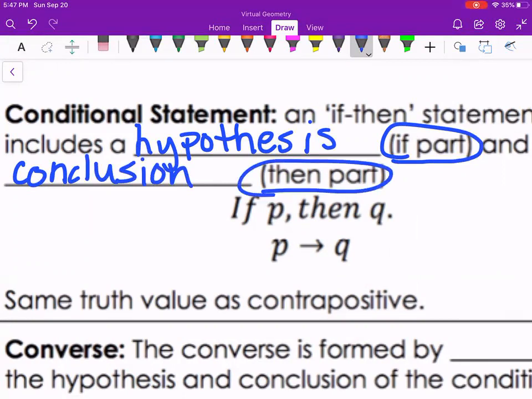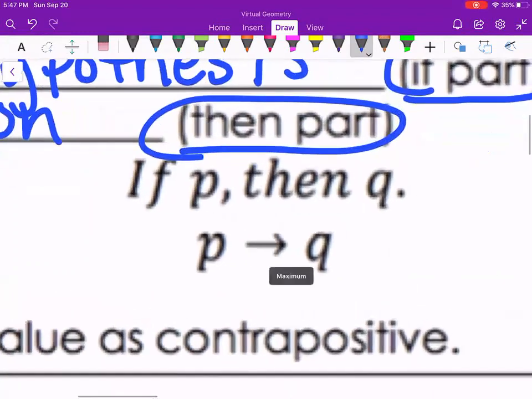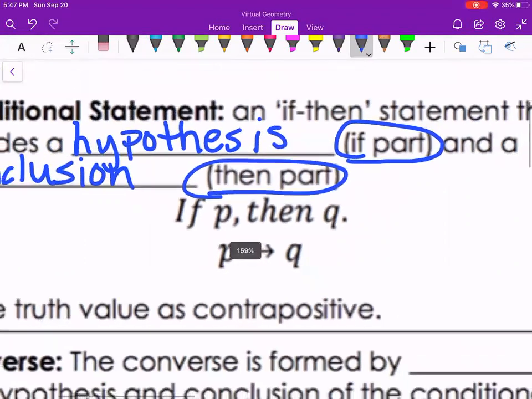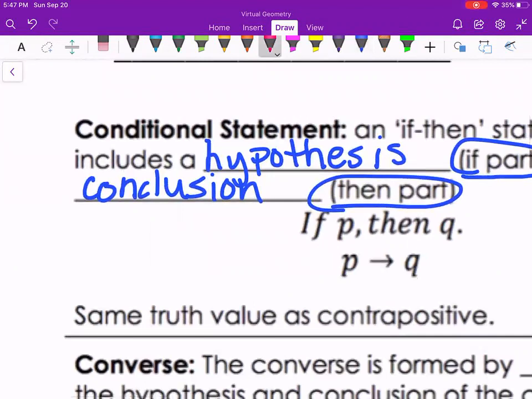So we have what we call a template here, which says if P, then Q. We let our hypothesis be represented by the letter P. It's a little short statement here. Our conclusion is represented by a Q. So if our hypothesis statement, then our conclusion statement. And we have a set of symbols that represent that, which is P with an arrow pointed to Q. That is our symbol for a conditional statement.